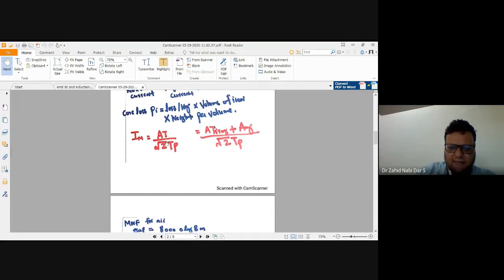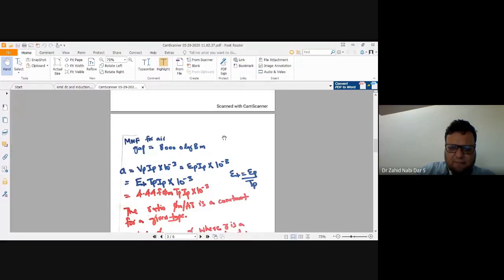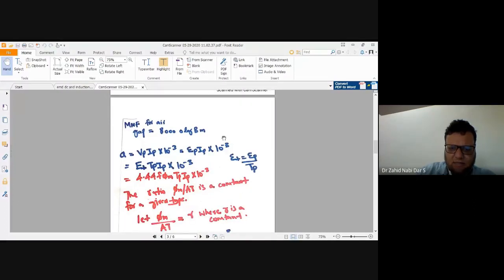Im is equal to AT divided by root 2 into TP. So I_T iron plus AG would be equal to root TAP. Similarly, the MMF for the air gap is 80,000 lgbm.